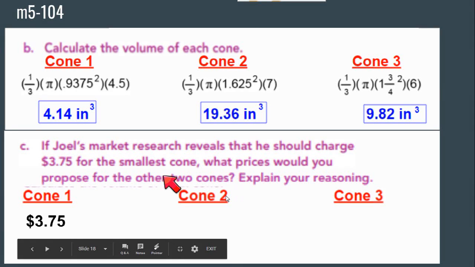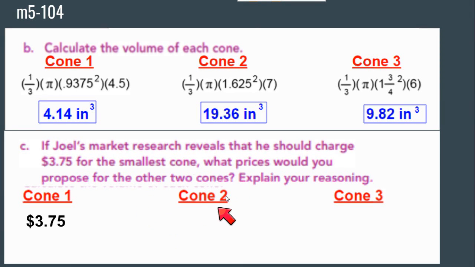All right, so if you're partner number 2, you're going to go ahead and share what you thought for cone 2, what your prediction for how much you should charge would be. If you're partner number 1, you're doing cone number 3, and you need to explain your reasoning. Make sure you have an explanation.